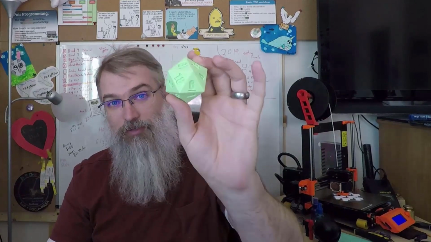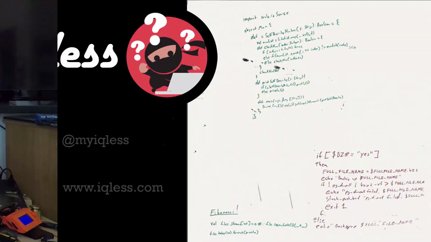I had some errors and issues when I was doing this in Fusion 360, but my results are good, so I'm pretty happy. Anyway, that's how you make a 20-sided dice in Fusion 360 and 3D print it out.